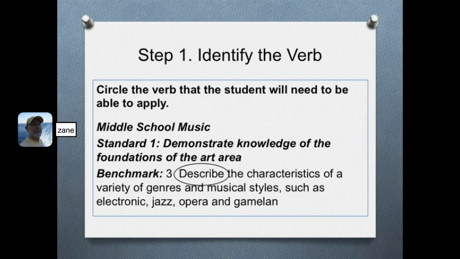The first step in unpacking a benchmark is to identify the verb or action word that the student will need to be able to apply. In this benchmark, describe the characteristics of a variety of genres and musical styles such as electronic, jazz, opera, and gamelan. The action word or verb is describe, and so we've circled the word describe.